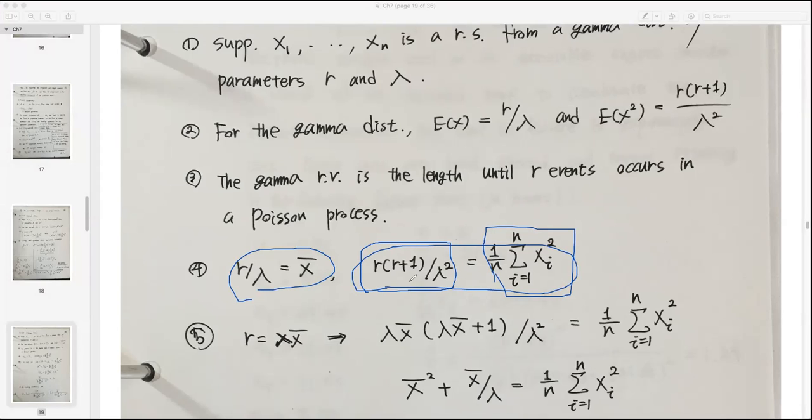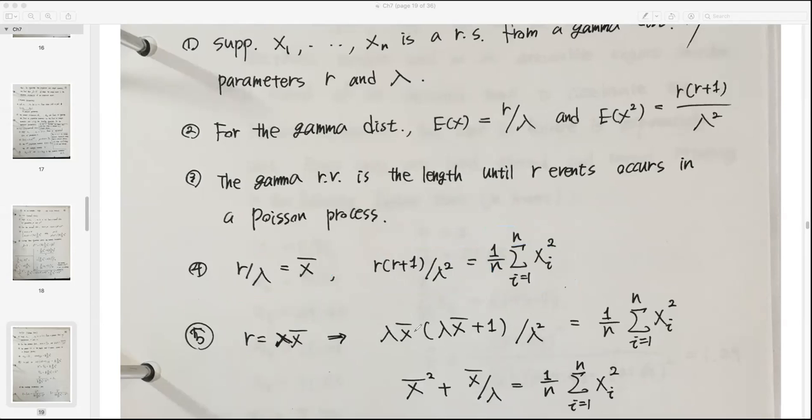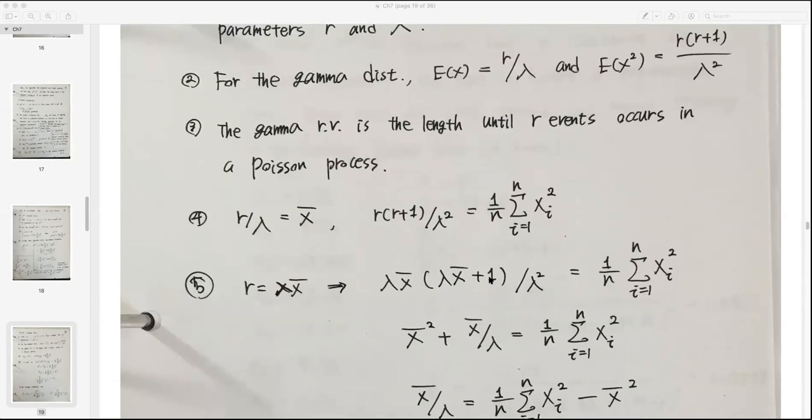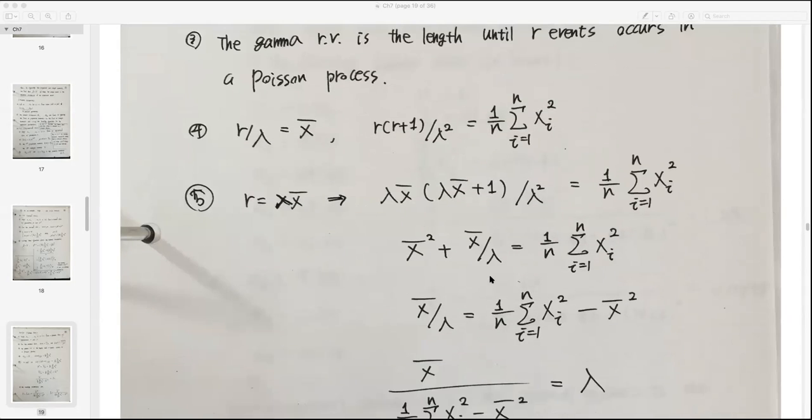Okay, so now we're going to find the moment estimators of r and lambda, I mean r hat and lambda hat. In the first equation, we solved for r, so we got r equals lambda x bar. Now we're going to plug lambda x bar into the r in the second equation. It's just algebra. So solving that system of equations by substituting lambda times x bar for r in the second equation, then we're going to get this.